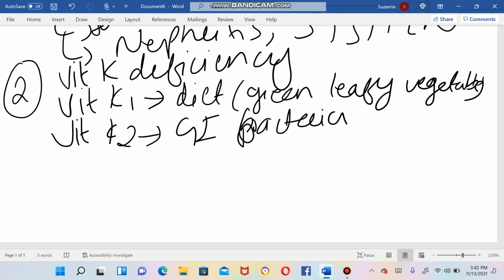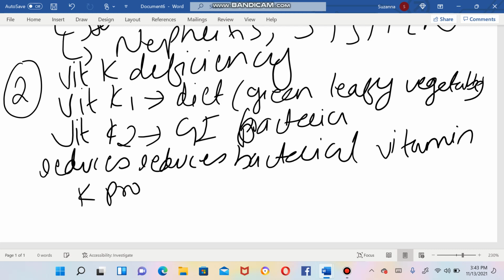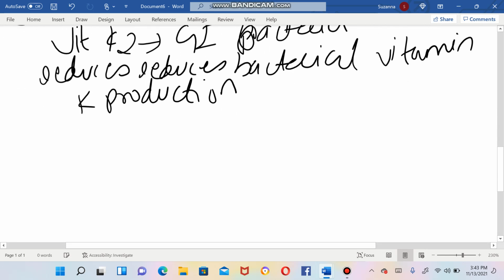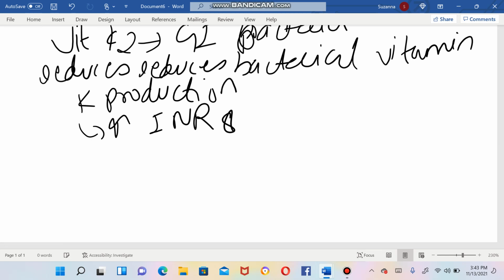While using this antibiotic, it reduces the production of bacterial vitamin K, that is vitamin K2, because the antibiotic kills the bacteria. As a result, vitamin K is produced in lesser amounts. So due to less production of vitamin K, there is increased INR and risk of potential bleeding.